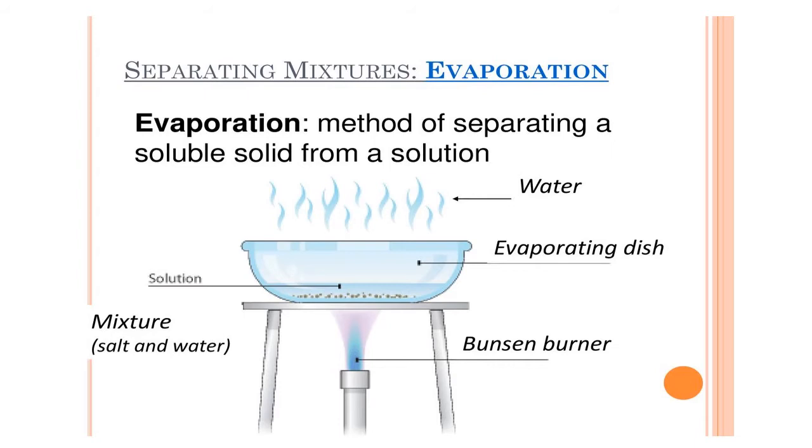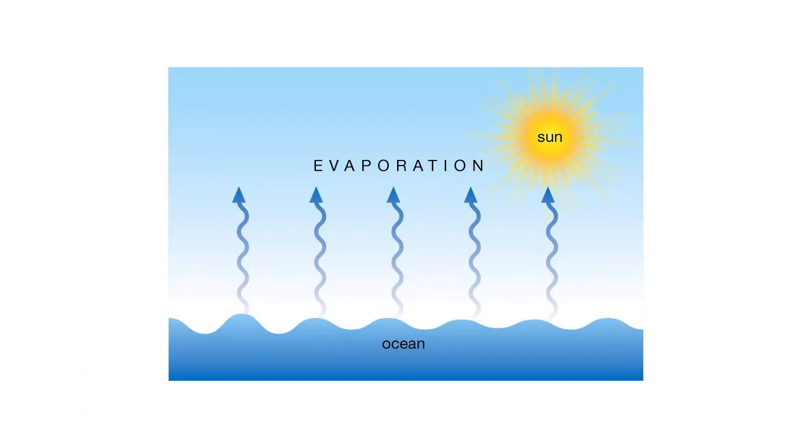You can see the picture, right? So evaporation occurs in nature. You can see naturally water is present in the ocean, sea, river, etc. Because of the sun's heat, the water evaporates, correct? It changes into gaseous form and evaporates into the atmosphere. This method we call evaporation.